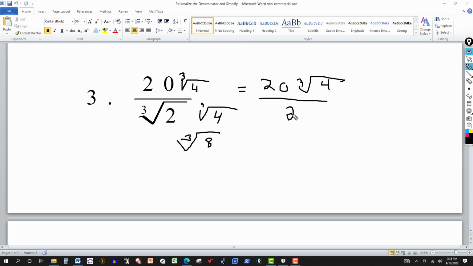The cube root of 8 is 2. And then just reduce it here. 2 into 20 will go 10. So we get 10 times the cube root of 4. That's the simplified form.